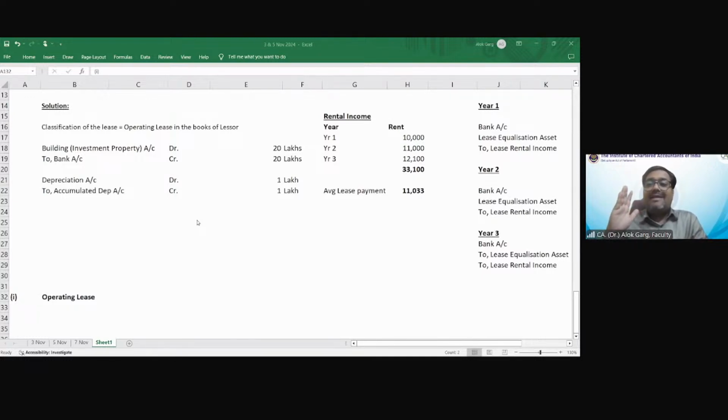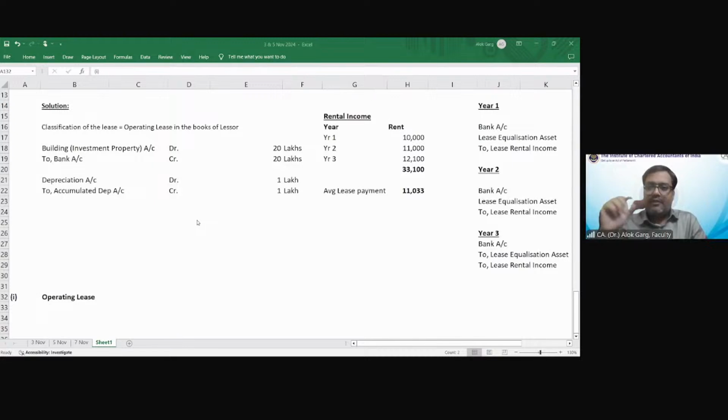Number 1, non-cancelable period, means lock-in, right? So lock-in period means you have to be in that period. If you breach the contract, if you leave the premises before that period, you have to pay the rental for that full period, right? That is a non-cancelable period.